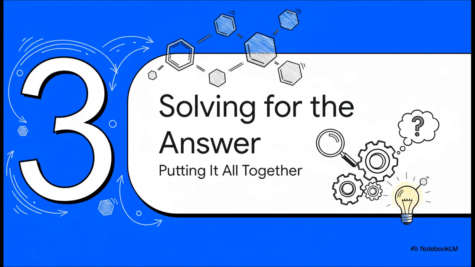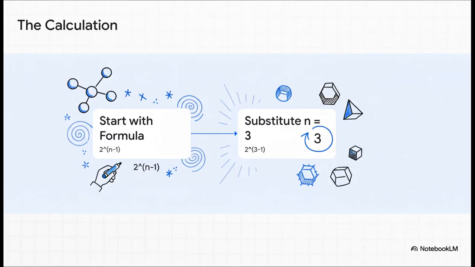All right, this is it. The home stretch, we've got our number, we've got our formula. Now all that's left is to put them together and get our answer. Let's do this. So let's just plug everything in. We start with the formula, 2 to the power of n-1. And we know what n is, right? It's 3. So we just swap out the n for a 3.